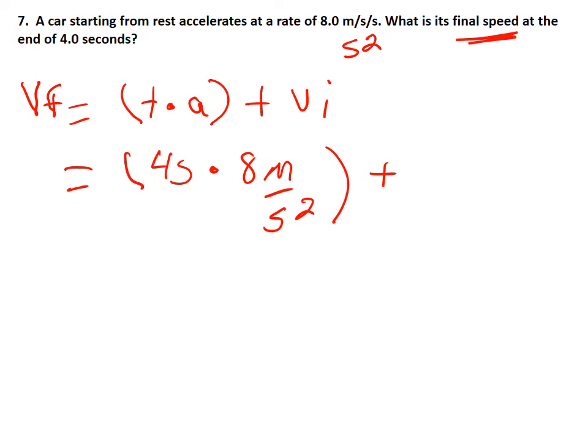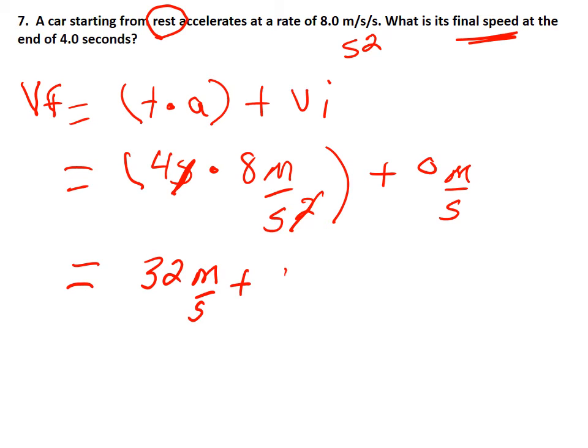Well, the beginning speed, what is the beginning speed? It said it started from rest. That means it was going at 0 meters per second. So 8 times 4, this second's going to cancel with that one. So 8 times 4 would be 32. Units are meters per second, plus 0 meters per second would give me an answer of 32 meters per second.